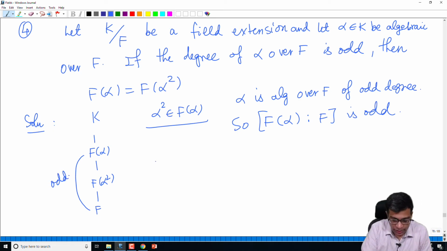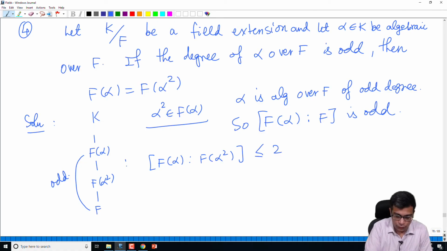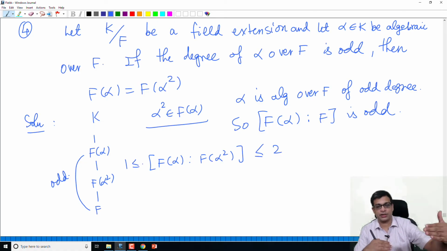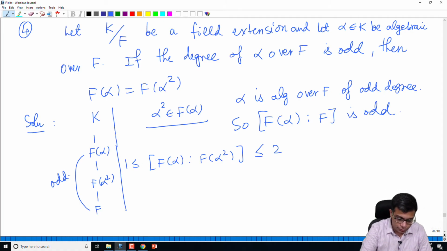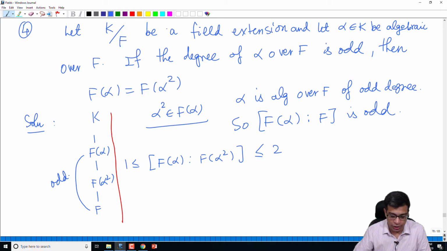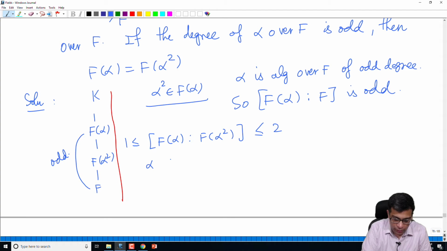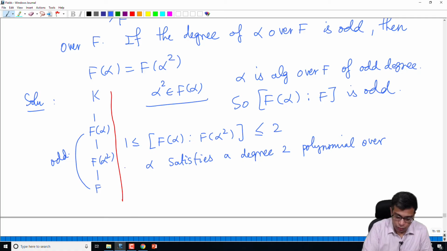On the other hand, I claim that the degree of the extension F(alpha) over F(alpha squared) is less than or equal to 2. So of course, it's greater than or equal to 1. Any field extension will have positive degree, it cannot have degree less than 1, right? So it's at least 1. I claim that it's at most 2 here. This is because alpha satisfies a degree 2 polynomial. So the reason is this.